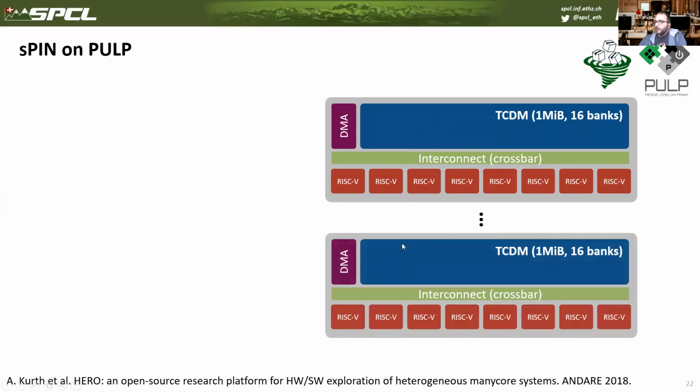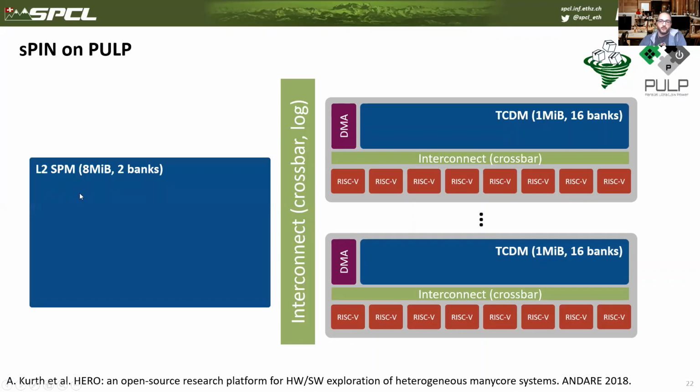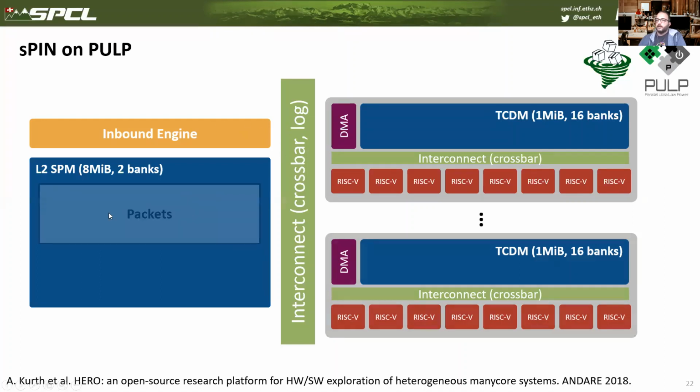We have multiple of these clusters, and all the clusters are interconnected between themselves and with an L2 memory, which is a bigger scratchpad. These are scratchpads, so no hardware caches, because we want to keep the architecture simpler, and also because we want predictable handlers in terms of performance. Then we interface the NIC, the inbound engine. If you remember from the beginning, the inbound engine is pushing the packets to the sPIN unit if there are sPIN handlers. So it will push the packets directly to L2.